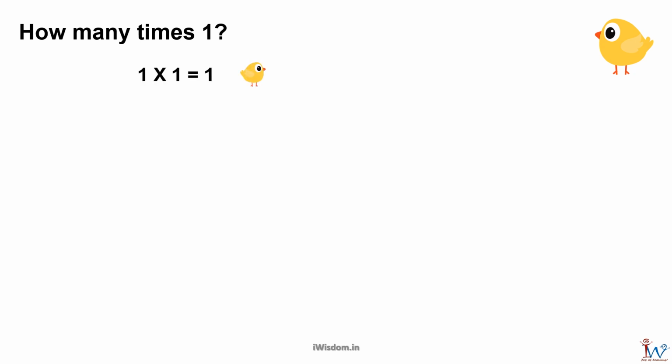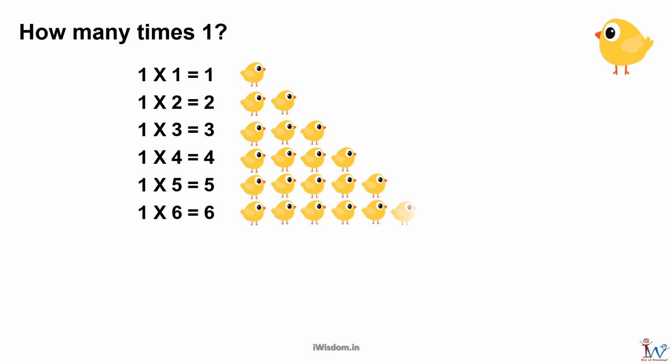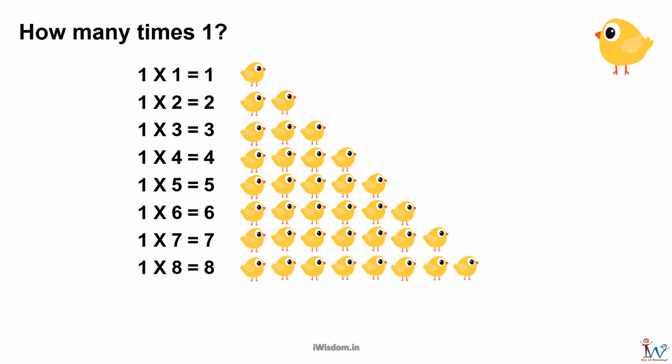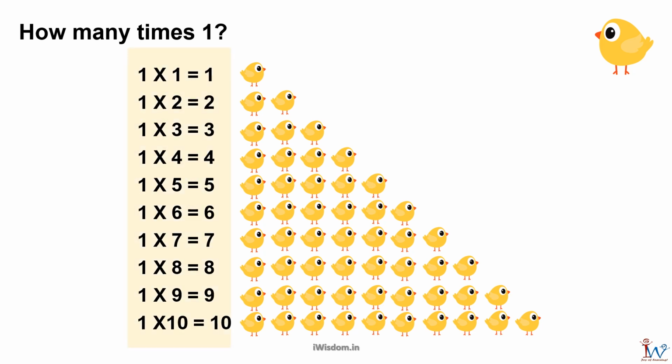1 1s are 1. 1 2s are 2. 1 3s are 3. 1 4s are 4. 1 5s are 5. 1 6s are 6. 1 7s are 7. 1 8s are 8. 1 9s are 9. And 1 10s are 10. Similarly, 20 times 1 gives 20, 50 times 1 gives 50, and 100 times 1 gives 100.